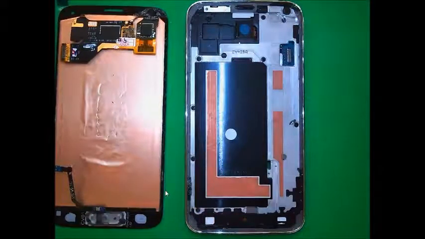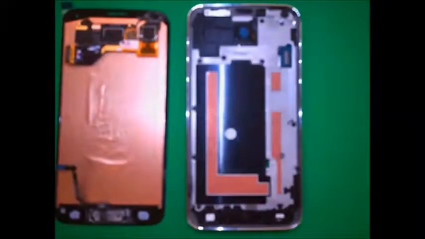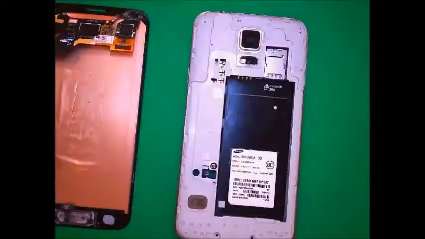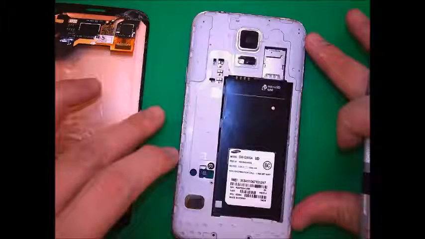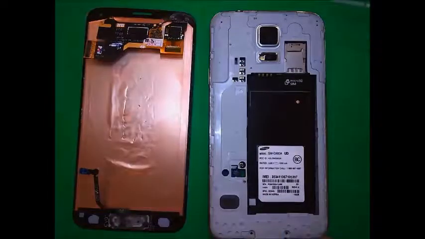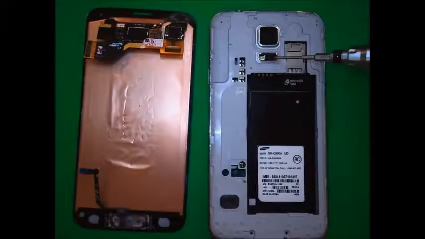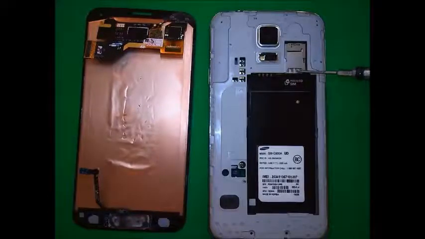Again, this is the Samsung S5. So after disassembling this part, we'll see the motherboard. Alright, so here we see a few things. Here, this is the camera. We see here the flash is over here, and this is where the SIM card goes into the slot. This is where the memory card goes.